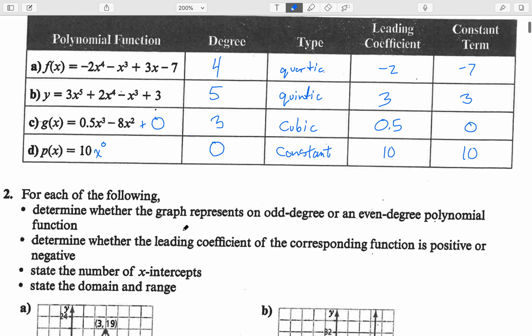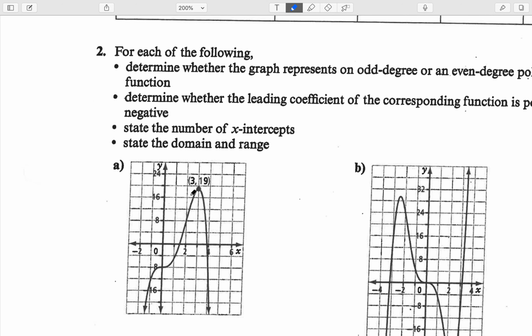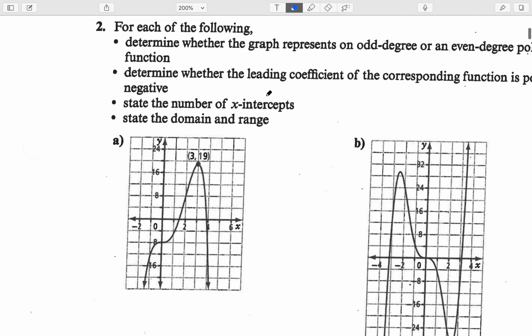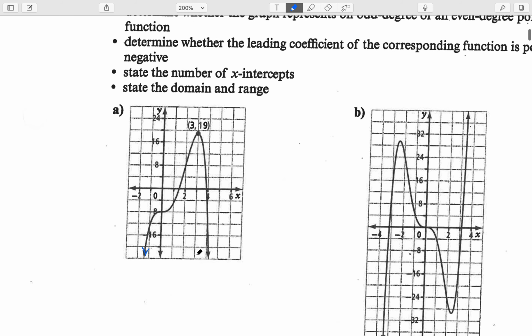Okay. So for each of these ones, it says, determine whether or not the graph represents an odd or an even. Well, first off, this one, they're in the same direction. So first and foremost, I know this one's even, period. As soon as they put arrows on there, that means it's just going to continue on in the same pattern. It doesn't change concavity, doesn't change increasing, decreasing, any of that stuff. Is the leading coefficient positive or negative? Look at the right-hand side. This is going down to negative infinity, which means it's got to be negative.